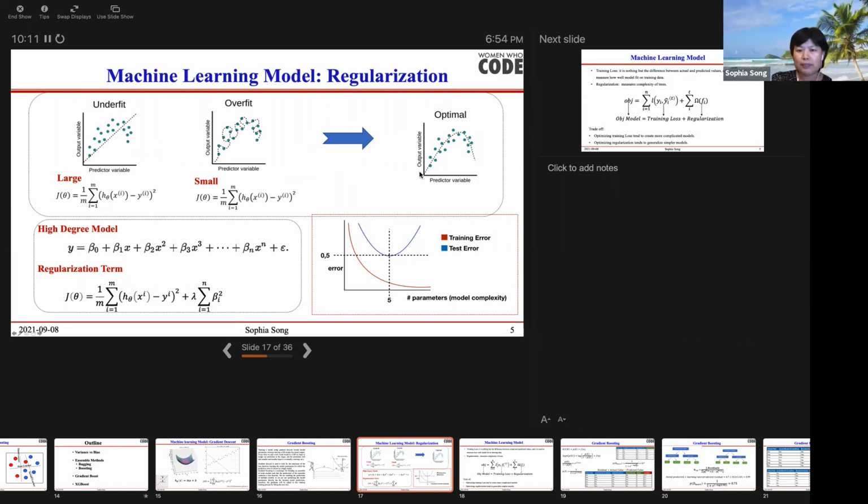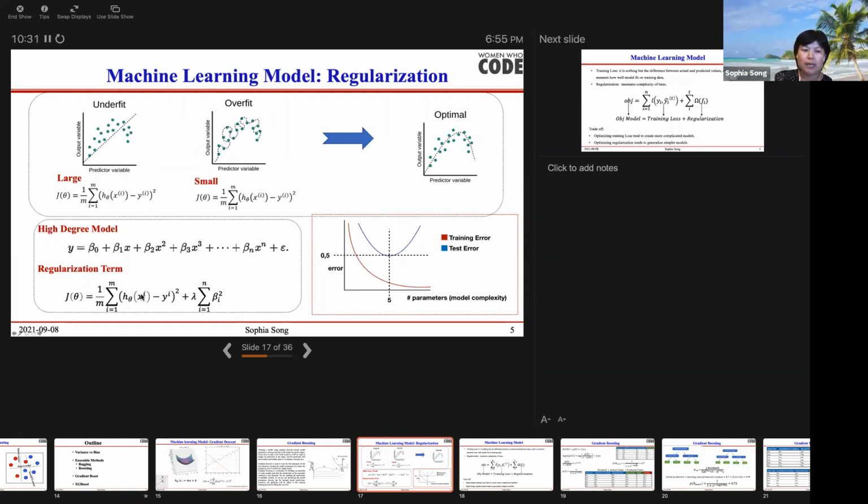So here this one is the optimal model. It's a general pattern. This model's bias is pretty small, and your variance is also not so large. So that's overfitting. In order to avoid overfitting in machine learning, we introduce this regularization item.